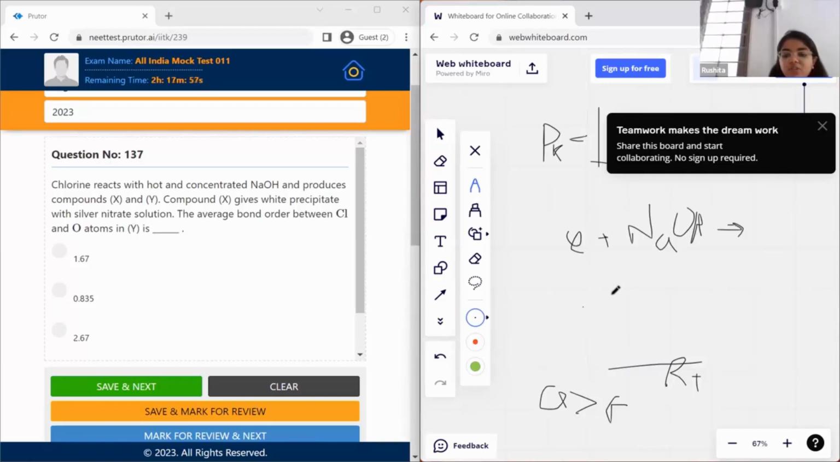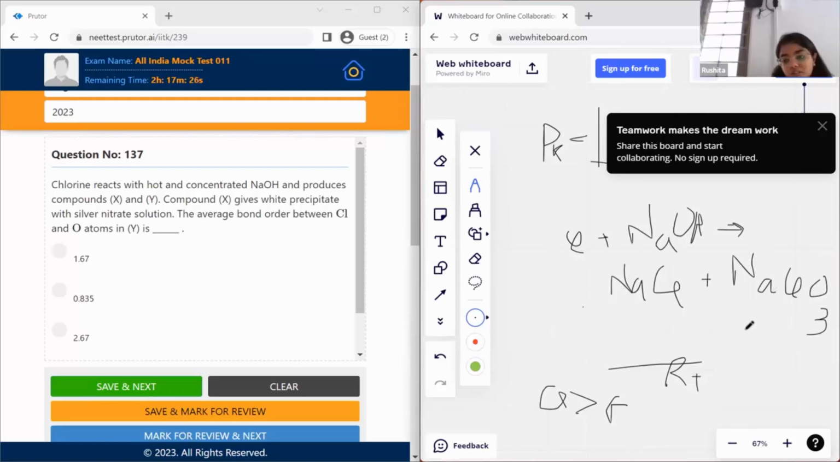Cl2 plus NaOH would give NaCl, which is a salt, so NaCl would be X here, and Y would be NaClO3. This is a reaction you need to know from NCERT, an inorganic reaction. So here NaClO3 is the Y we are talking about, and we need to find out the bond order between Cl and O atoms in Y.